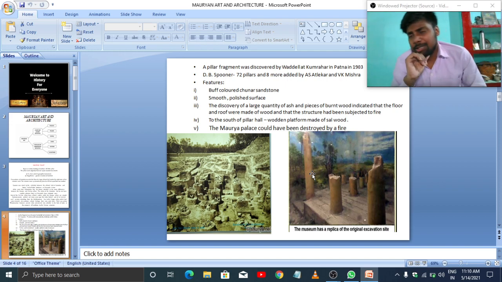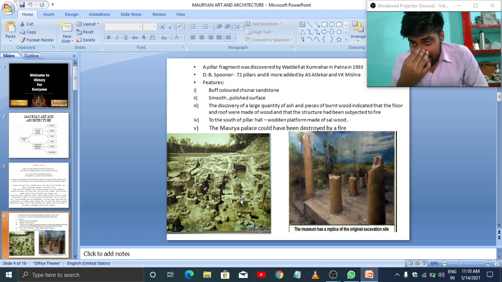Now the Mauryan pillars, because palaces were supported by pillars. When we talk about Mauryan pillars, they had a smooth and polished surface. Mauryan pillars had a smooth and polished surface. You can see the grandeur of Mauryan pillars here.